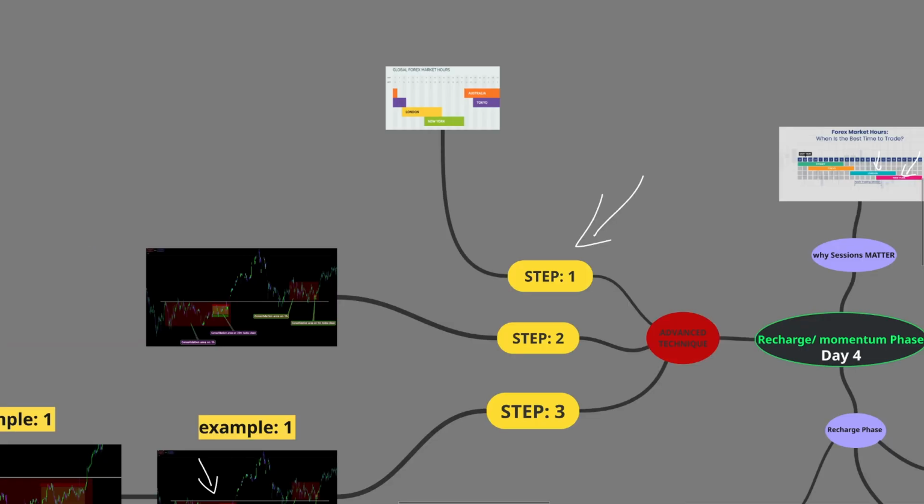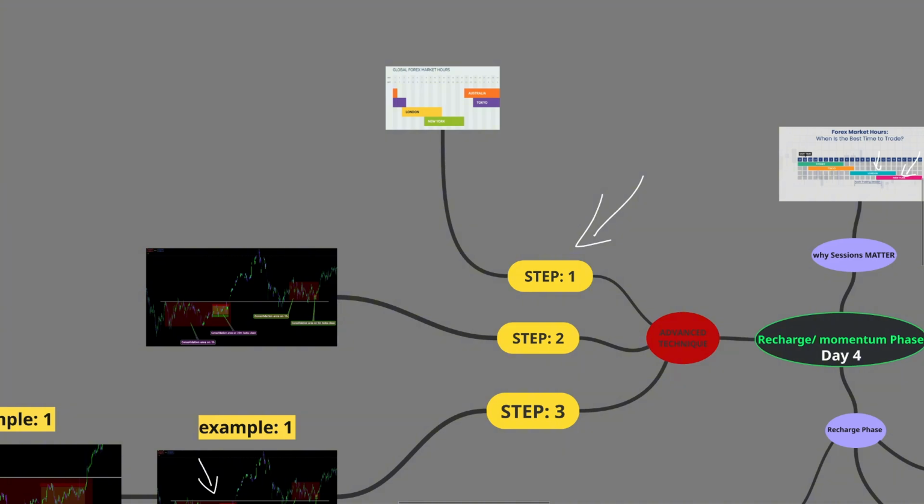Before we get into the advanced part, let me make something clear. I don't take trades inside a consolidating area. When the higher time frame is consolidating, price is moving in both directions, liquidity is everywhere, volume is low, and the market has no real intention. So anything can happen at any moment.